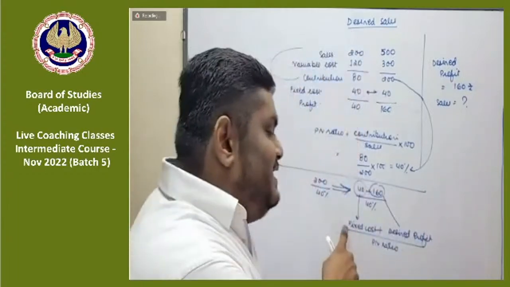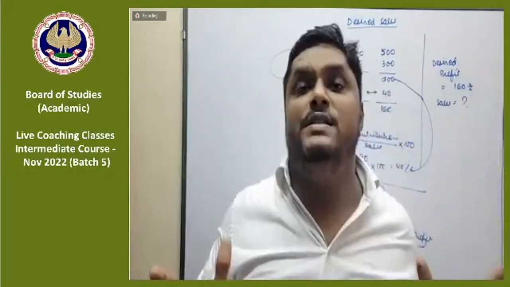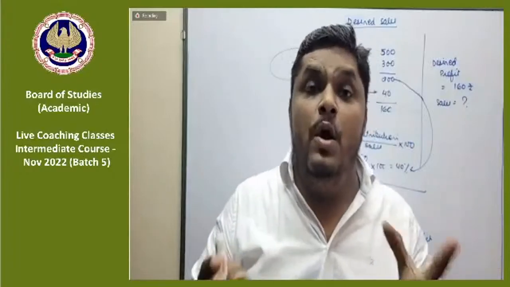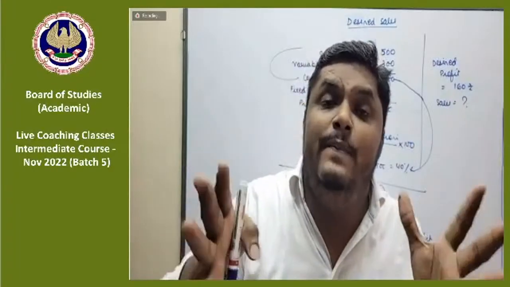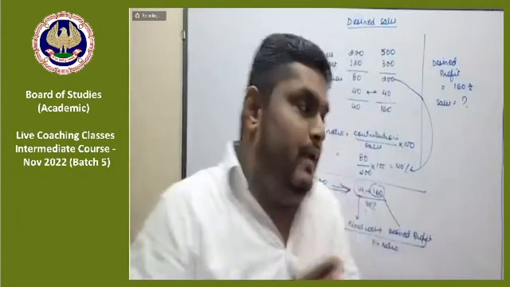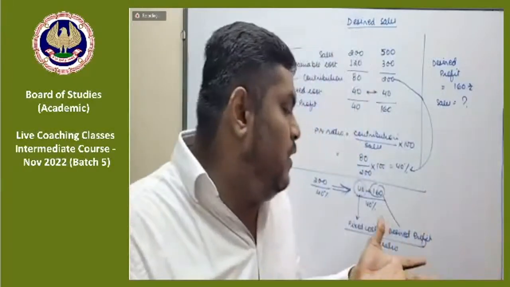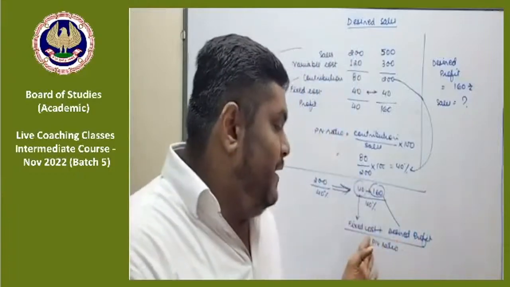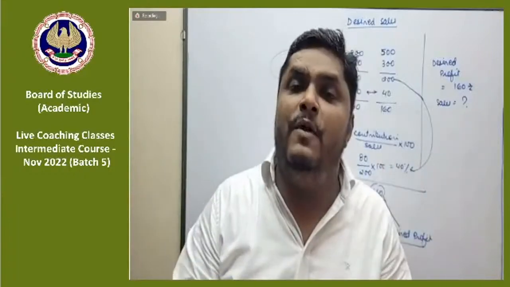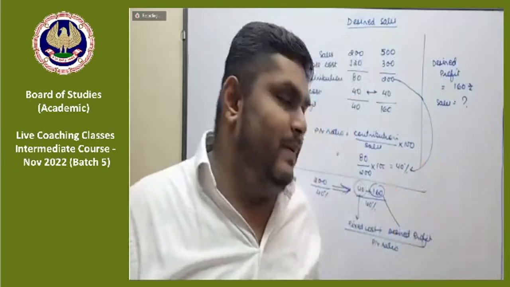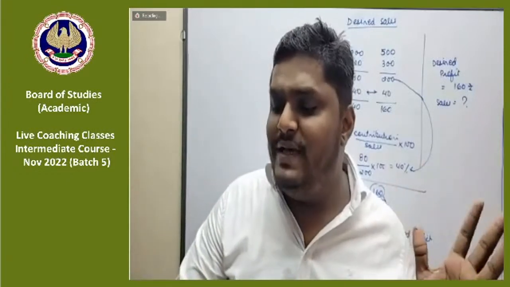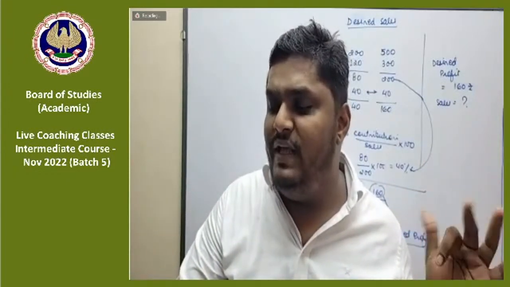The formula is similar to break-even sales. At break-even sales, it is fixed cost plus desired profit of 0, divided by PV ratio. But what if my desired profit is not 0 but more than that? No worries. We have to calculate the contribution. How is contribution calculated? Very simple: fixed cost plus the desired profit that is asked, divided by PV ratio. If you guys have any doubts, you can ask me. Waiting for your queries, guys.